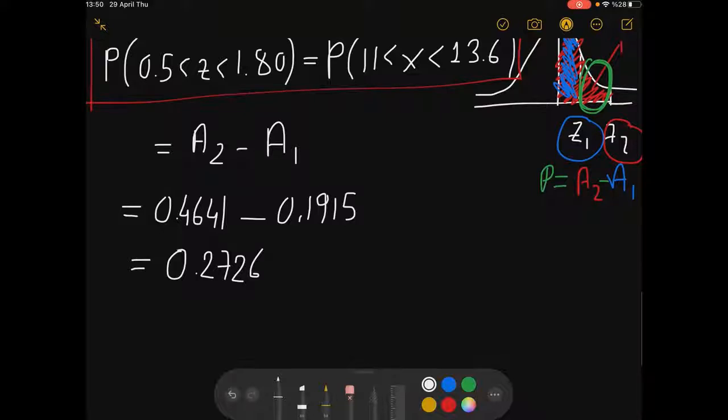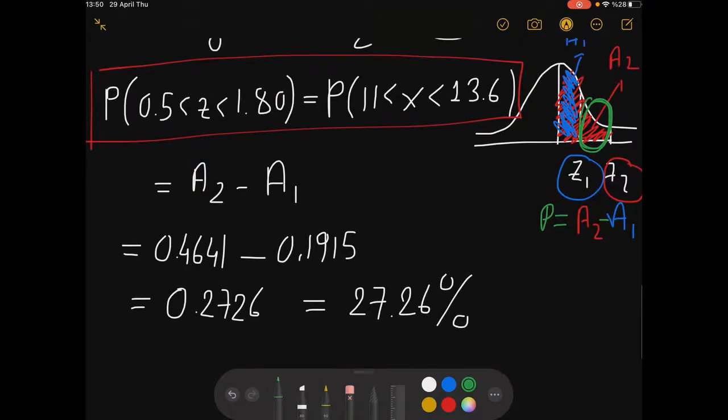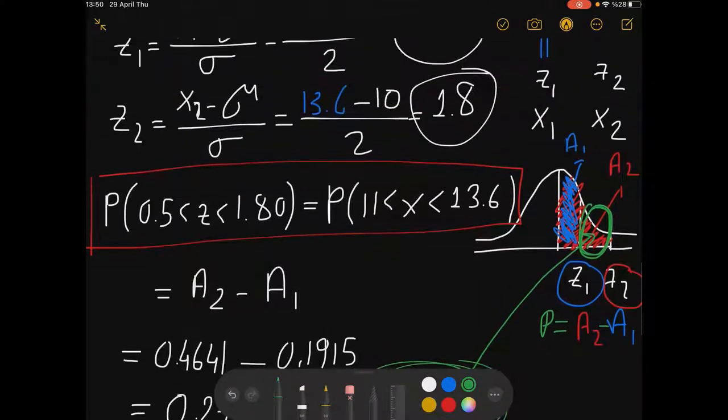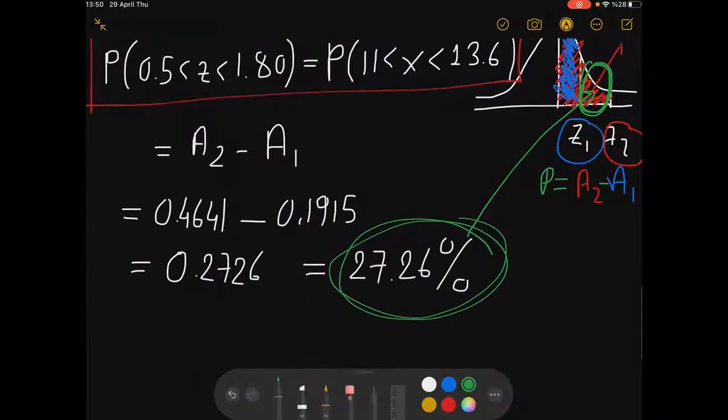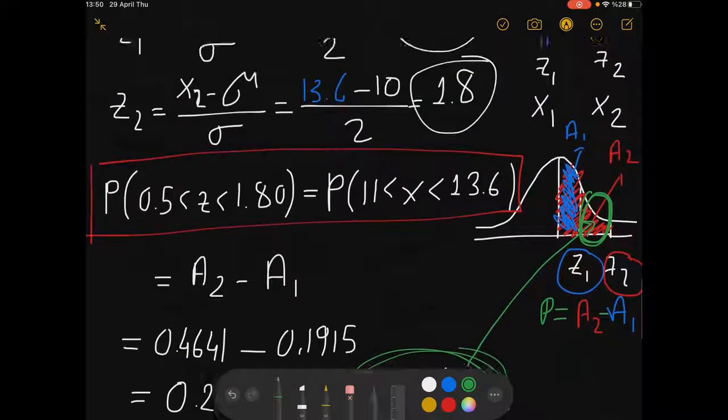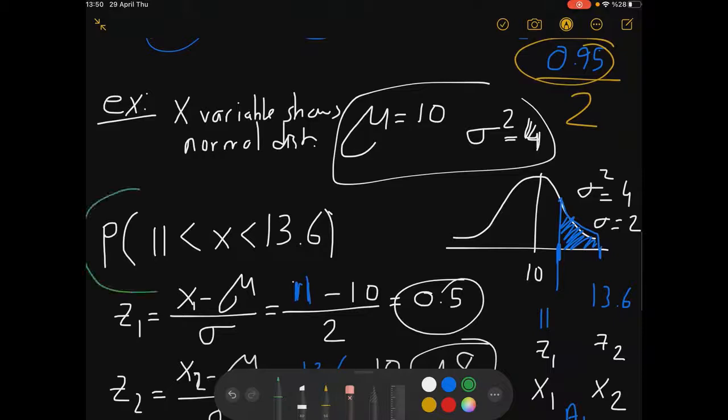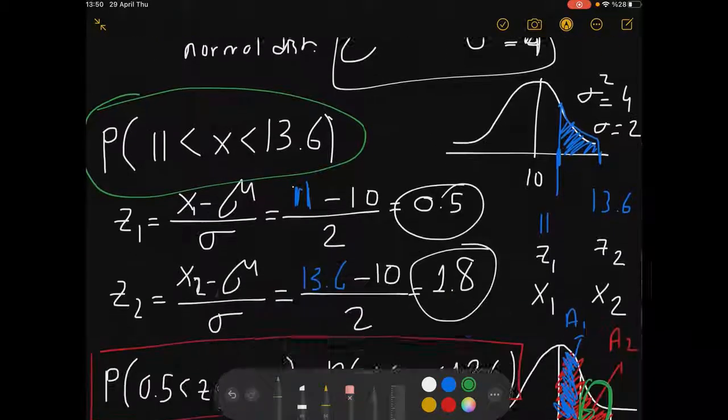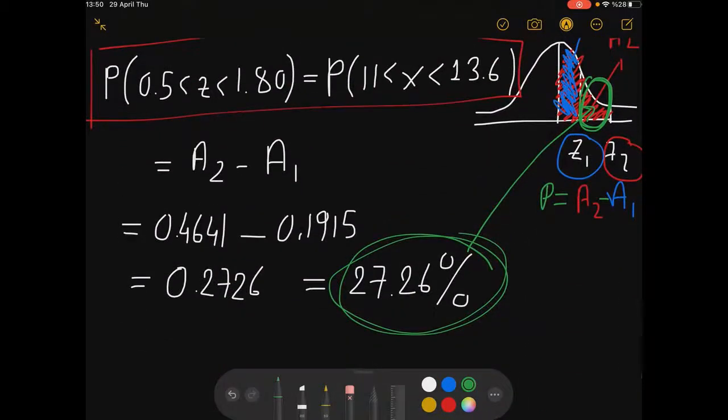like 27% probability under this curve, or 7.26% of the population is located right here. This is the probability of being within that range.